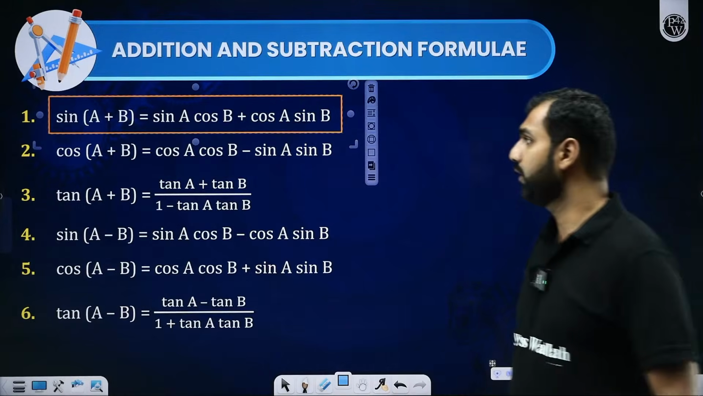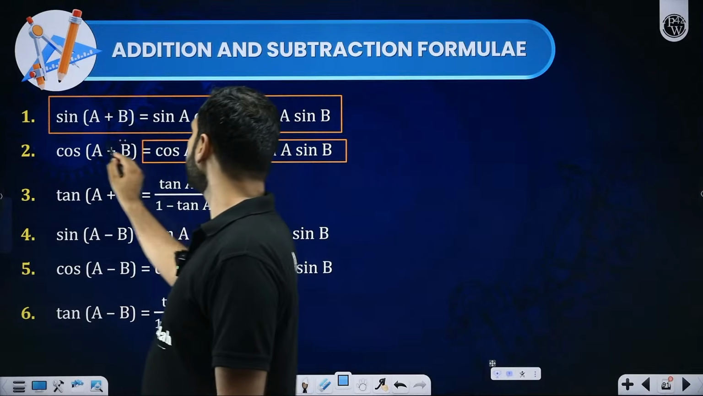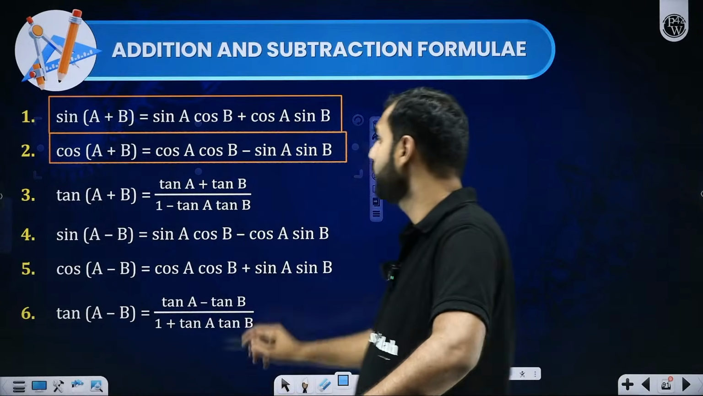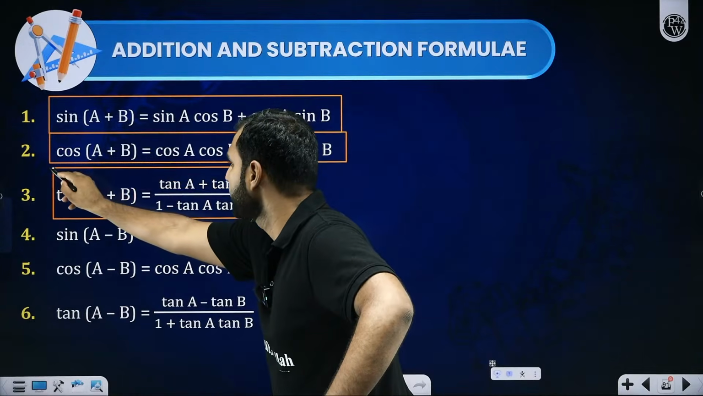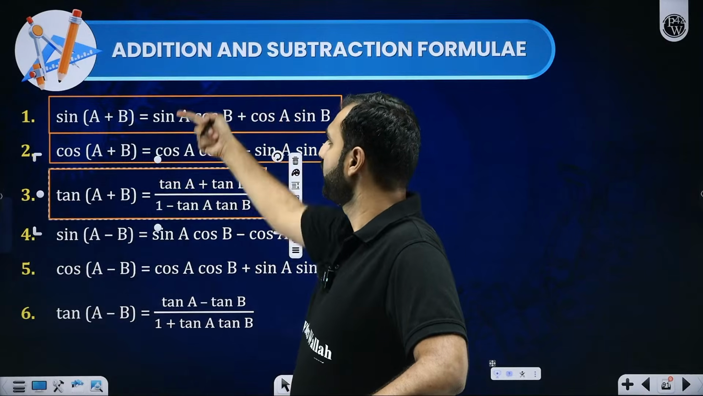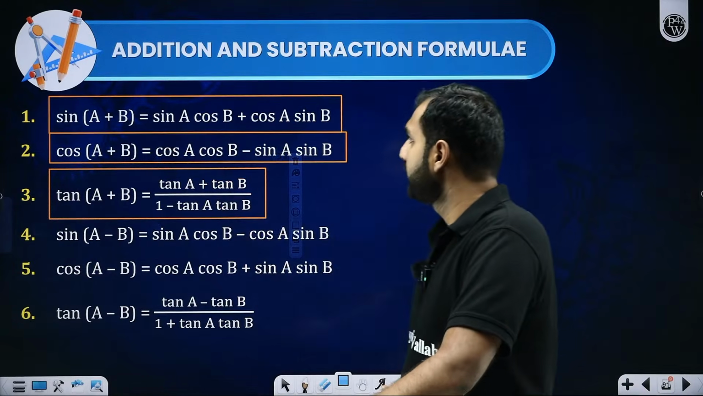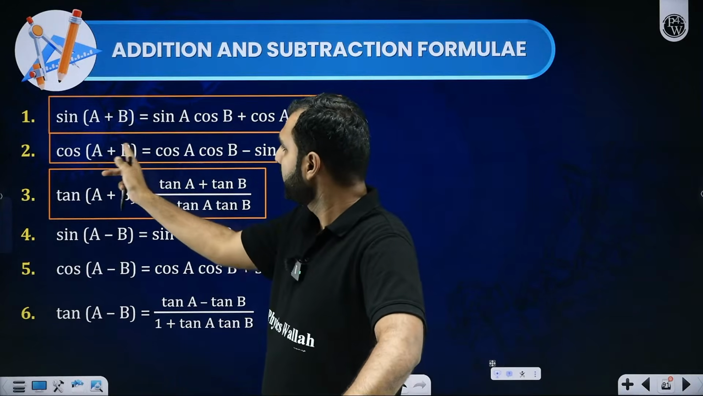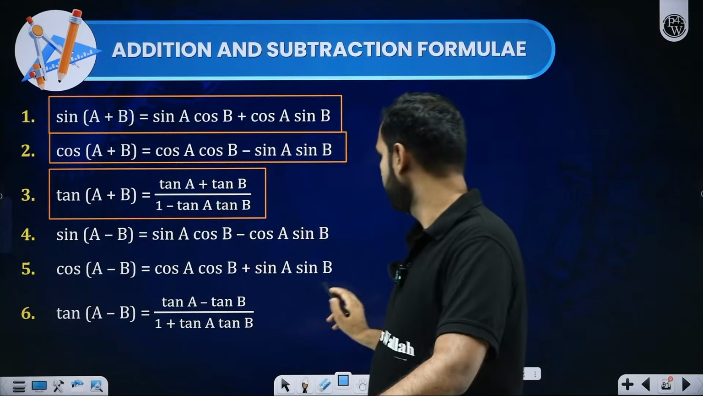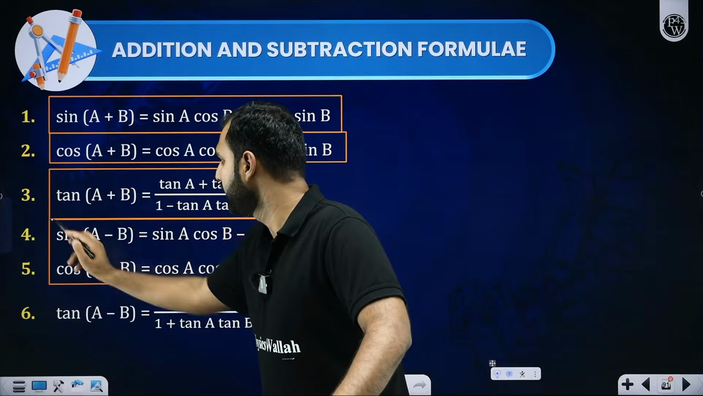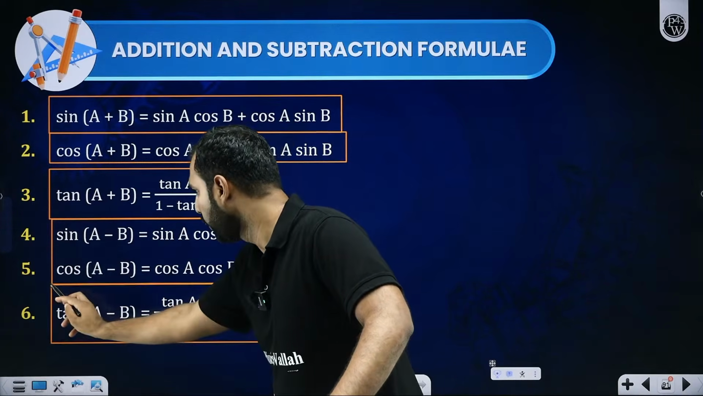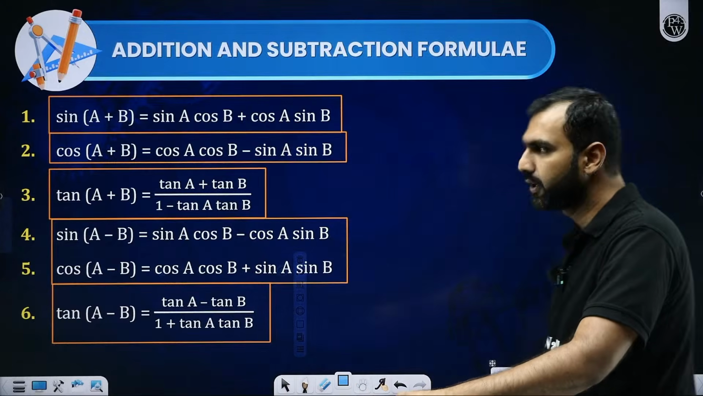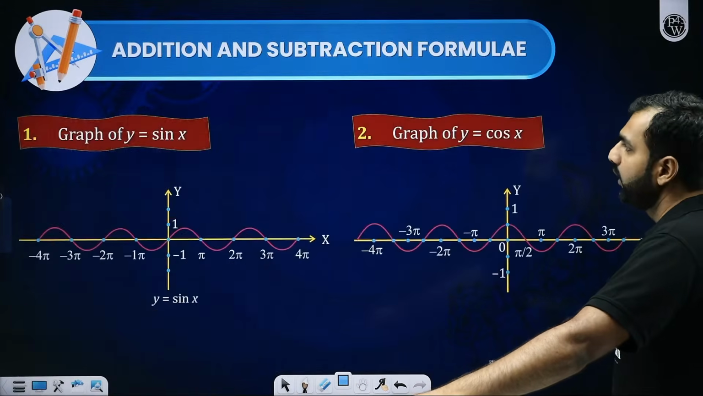I'm sure most of you are aware of it. If I ask you cos A plus B, it is cos A cos B minus sine A sine B. If I ask you tan A plus B, it is tan A plus tan B upon 1 minus tan A tan B. If you divide this by this, you get this. Similarly, sine A minus B will be sine A cos B minus cos A sine B. Cos A minus B will be cos A cos B plus sine A sine B, these two ones. And similarly, tan A minus B will be tan A minus tan B upon 1 plus tan A tan B. Everybody got this? I hope these few you will remember.